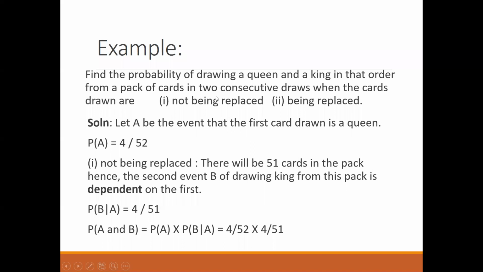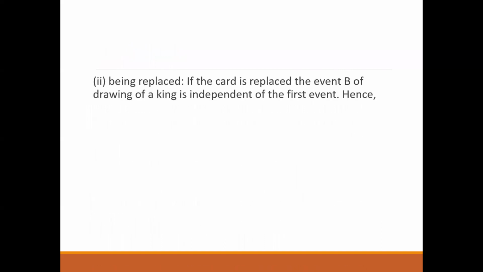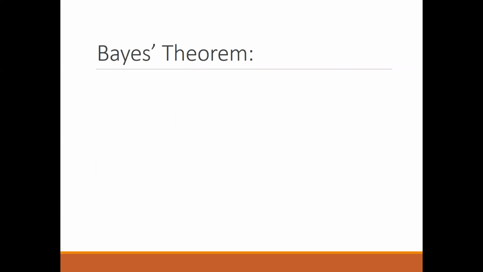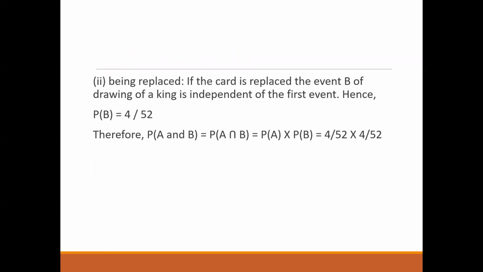Okay, so the answer which we got for the dependent events, especially for the king, will be 4 by 51. Multiply this and you get the answer. Whereas when we are replacing the queen back in the pack of cards, the second event, that is event B, is not dependent on A. And that's the reason we take 4 by 52, multiply each of them, and we get the answer for the second part of the question.